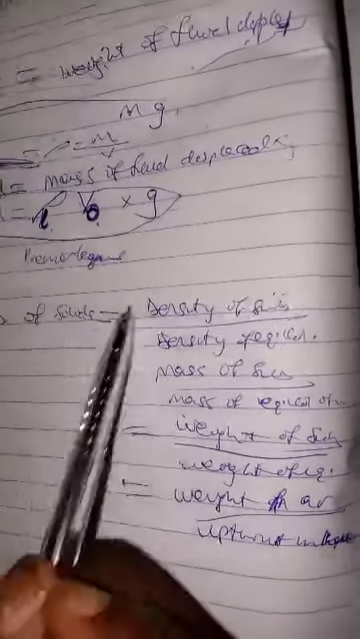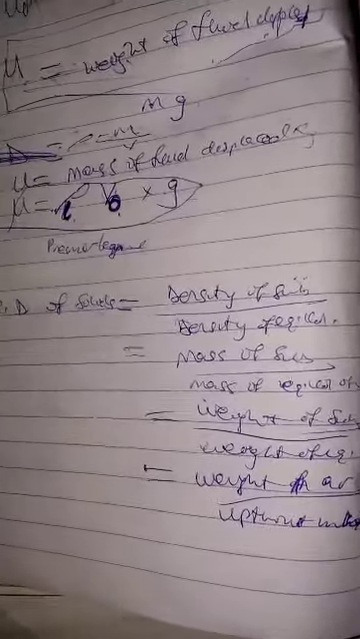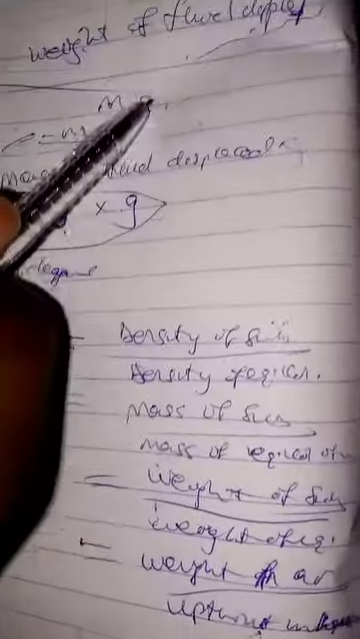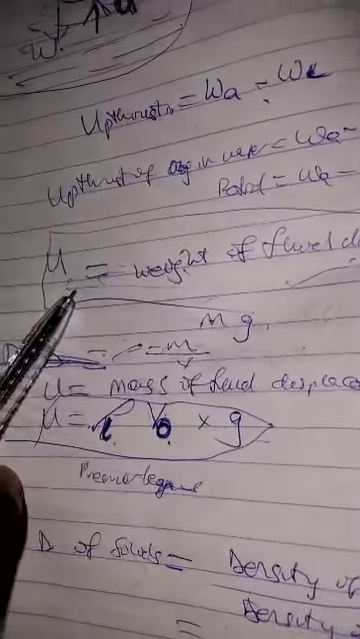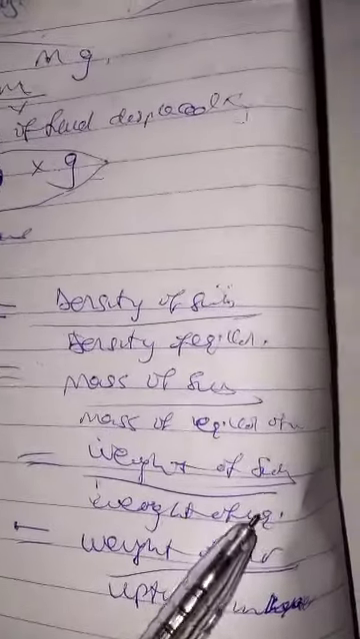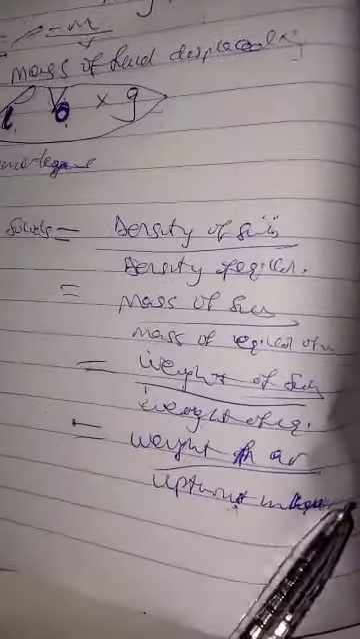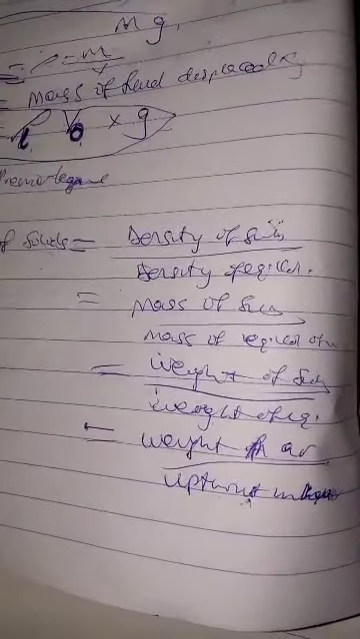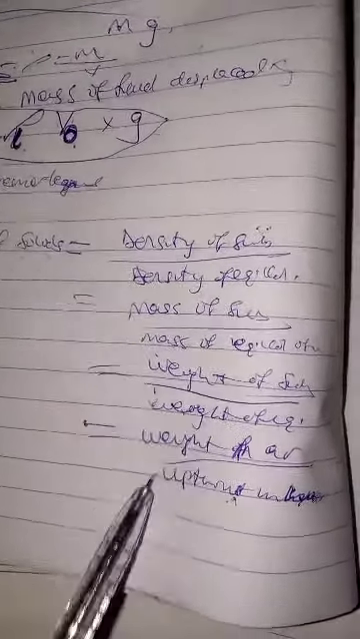Relative density is what? Density over density: density of substance over density of water. These two are actually the same: the mass of the substance over the mass of an equal volume of water. Then it's the same thing as what? Weight of substance over weight of an equal volume of water, which is the same thing as the upthrust. If you remember Archimedes' principle, he said upthrust is equal to the weight of fluid displaced. So I'm just changing this last part, weight of liquid displaced, to upthrust. So these four formulas are actually the same thing. Density, mass and weight are the same thing. Then for the fourth formula, I just changed this to upthrust.